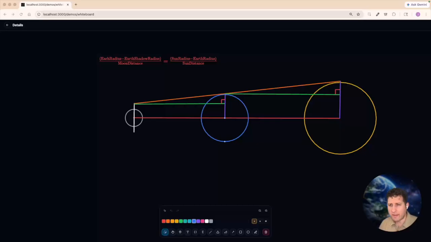So here's a snapshot of where we left off. We were really focused on a lunar eclipse. That's when the moon passes through the Earth's shadow. So this white line here represents the Earth's shadow at the distance of the moon, right? And what we cared about specifically was understanding the relationship between the diameter of the moon, the diameter of the Earth's shadow, and then the diameter of the Earth itself.